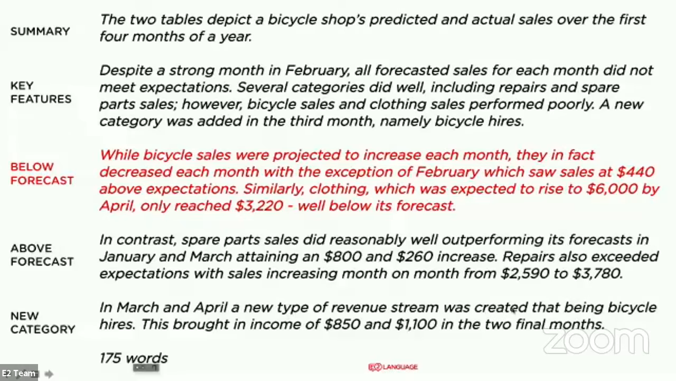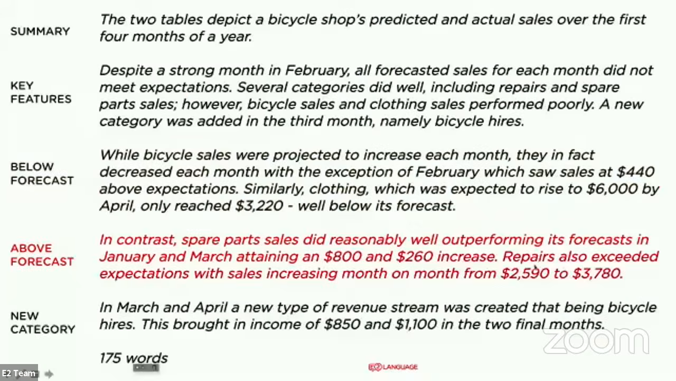And I wrote this: while bicycle sales were projected to increase each month, they in fact decreased each month, with the exception of February, which saw sales at $440 above expectations. Similarly, clothing, which was expected to rise to $6,000 by April, only reached $3,220, well below its forecast. Sorry, I did include that exception there of February. So, phew, that's lucky. I'm glad I did that.